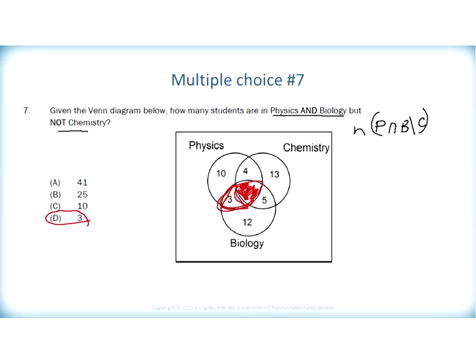If I were to ask you how many people like only physics, only physics would be these 10 people. Only biology would be these 13. Only, sorry, that's only chemistry. Only biology would be this 5. Or sorry, this 12.